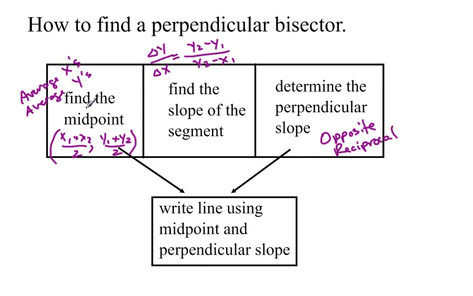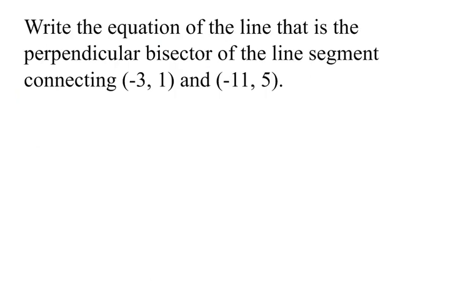The last step is to take the midpoint here, the perpendicular slope here, and write the equation. And I would encourage you to use the point slope formula, y minus y1 equals m times x minus x1. So let's try this out with this problem.